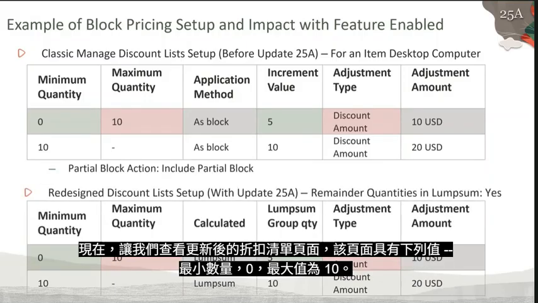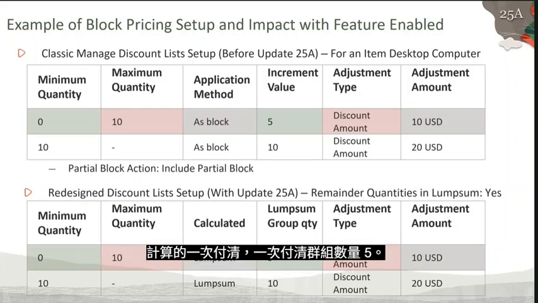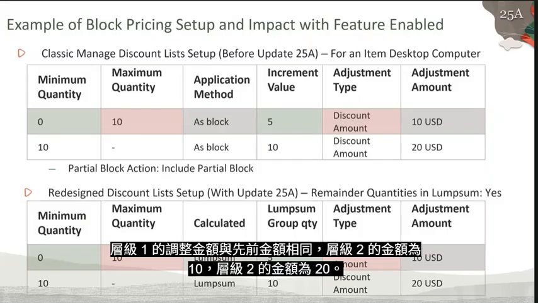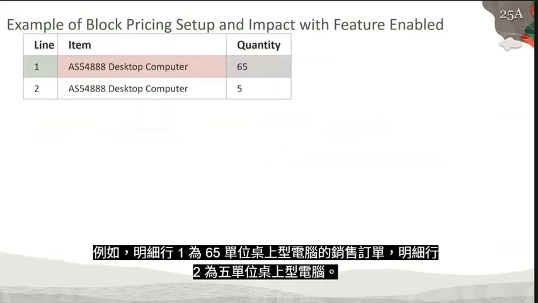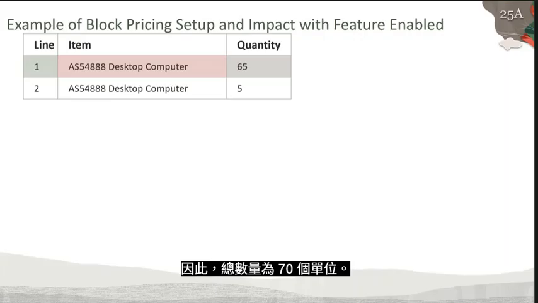Now, let's look at an updated discount list page which has the following values: minimum quantity 0 with maximum as 10, calculated lump sum group quantity 5, adjustment amount same as before, $10 for tier 1, $20 for tier 2. Also, you have set remainder quantities in lump sum as yes. Consider a sales order with line 1 as 65 units of desktop computer and line 2 as 5 units of desktop computer. Hence, the total quantity is 70 units.